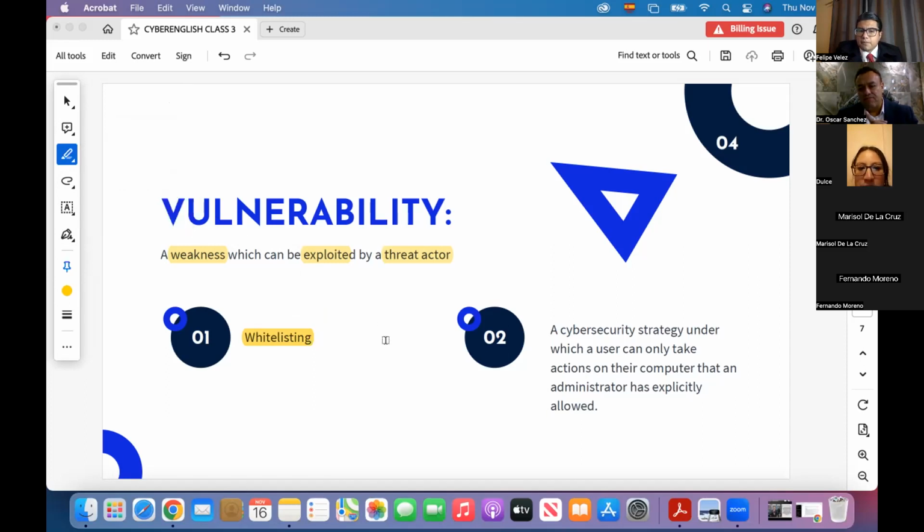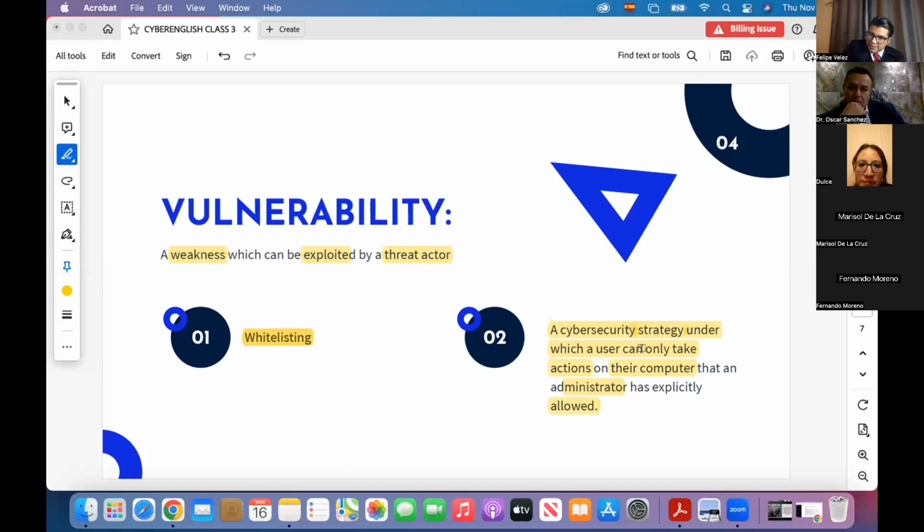Professor, can you elaborate about whitelisting, please? Yes, this is whitelisting. It's a cybersecurity strategy under which a user can only take actions on their computer that an administrator has explicitly allowed. It means you or anybody, imagine you are the boss of a company. You give your workers a computer, and in this computer you put only what they need to see.